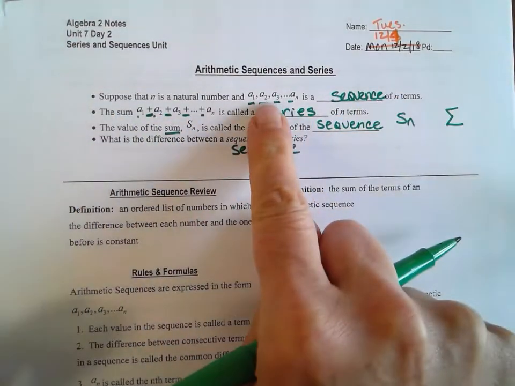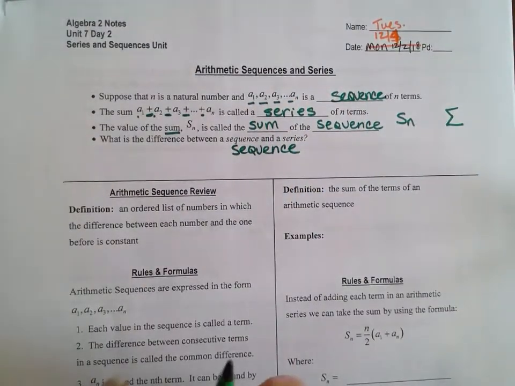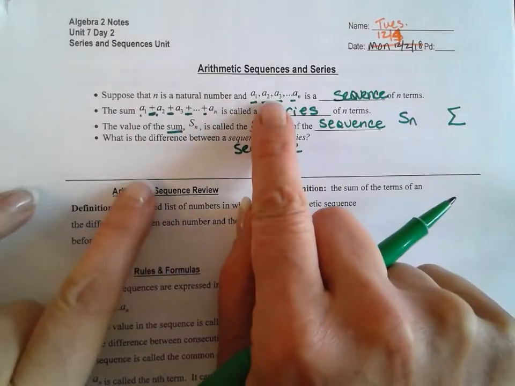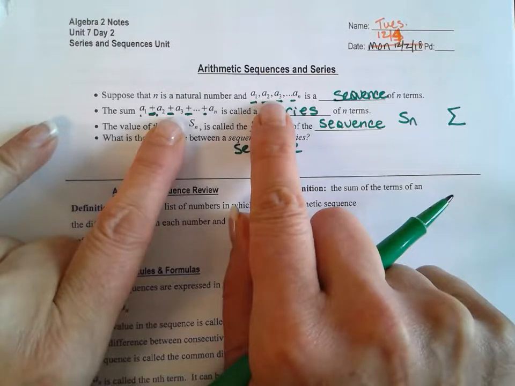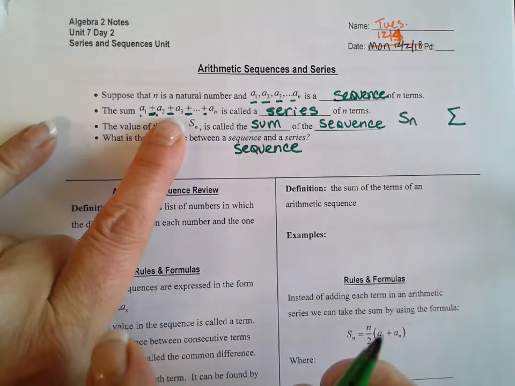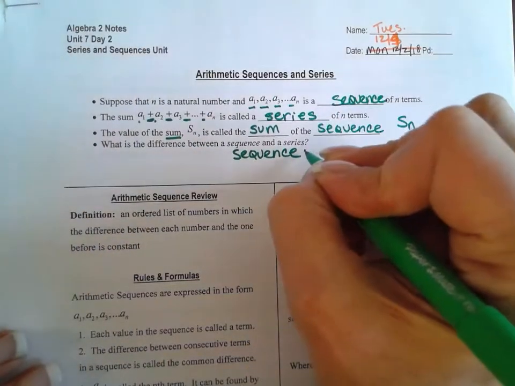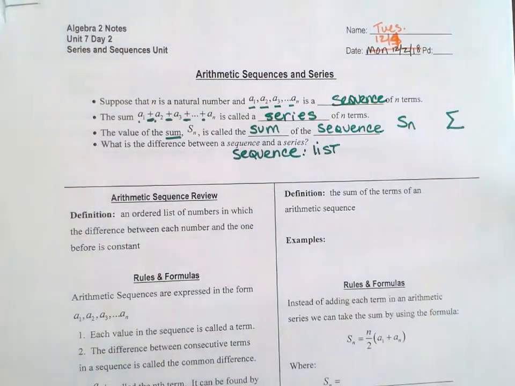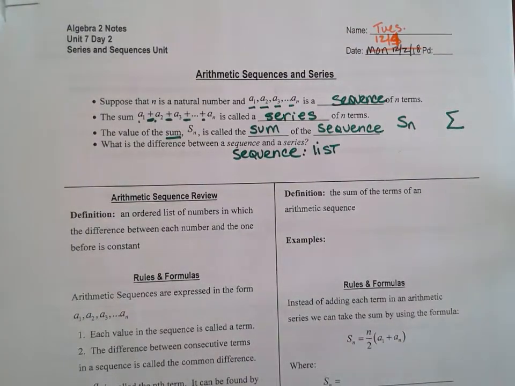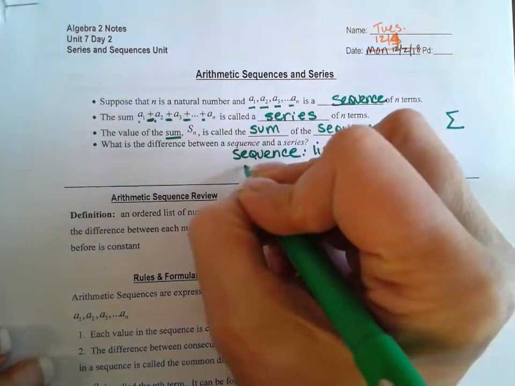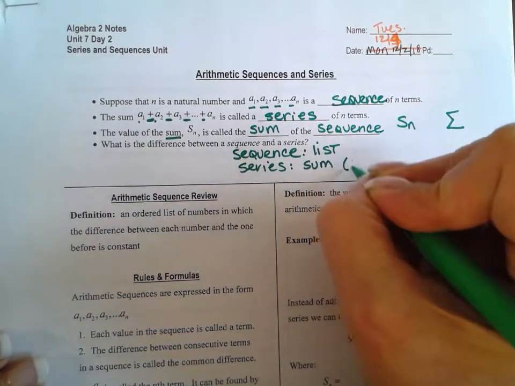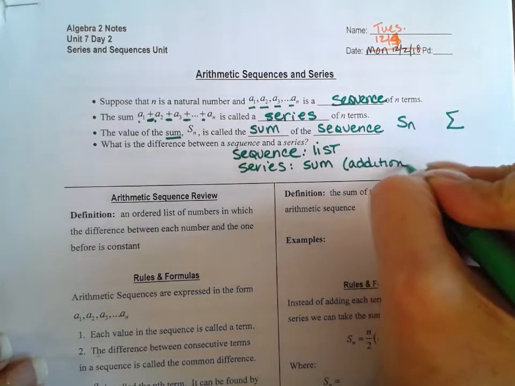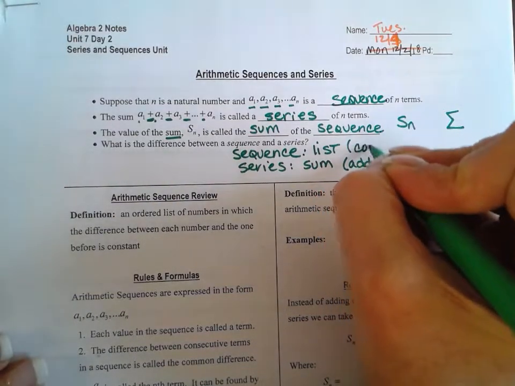What are we doing when we have a sequence? If this is my sequence and this is my series, what's the difference between them? Jake? Yeah, so the sequence, it's just the list. It's just, hey, here are the numbers. But when you have a series, it's the actual sum or addition. You're going to have addition signs. And when you have the list, you just have the commas.